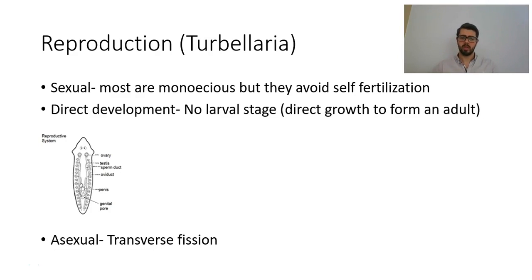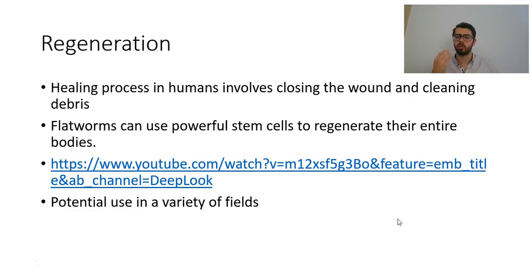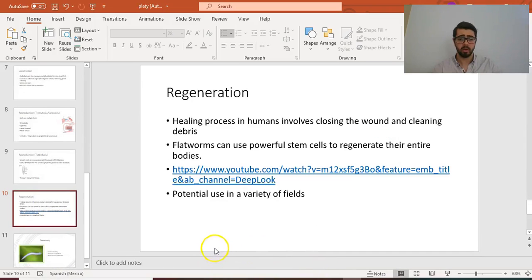So what I mean by that is that we see this transverse fission. And so I'd like to discuss this a bit more because this is really what fascinated me. This is what caught my attention whenever we're looking at Platyhelminthes. So we see that, say in a human, if someone was to lose an arm, this healing process is very slow because we have to close the wound and then clean the debris. However, flatworms use powerful stem cells to regenerate up to their entire bodies.